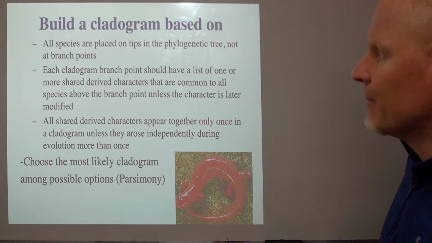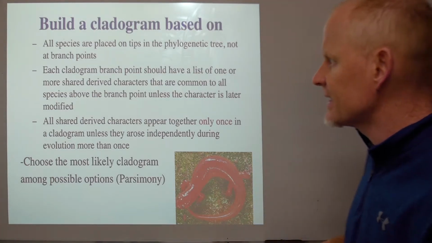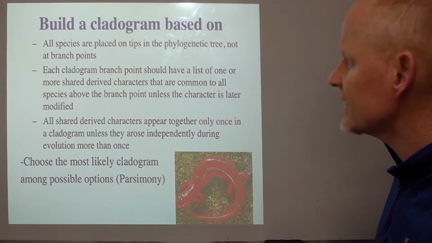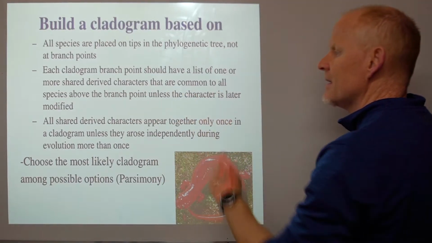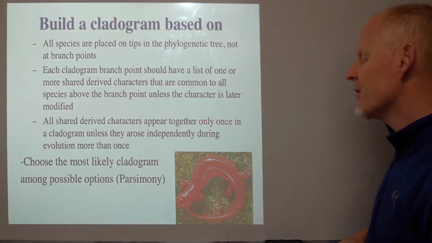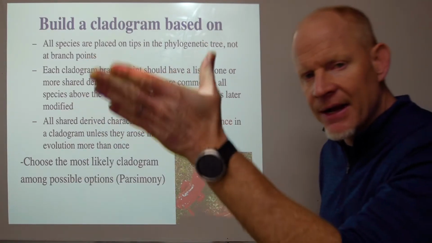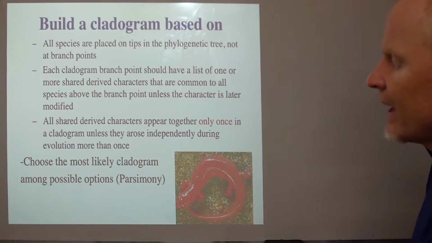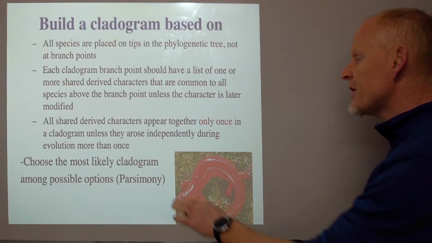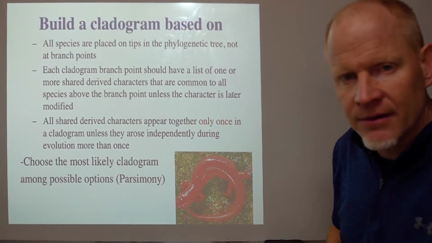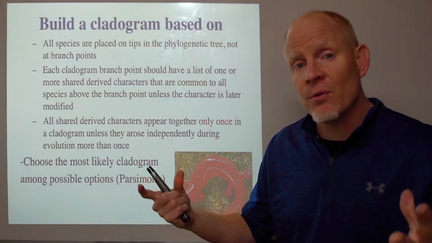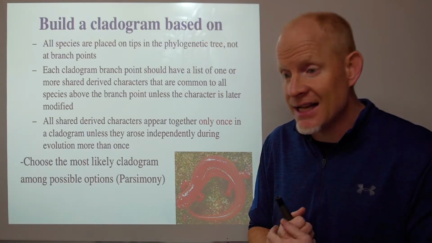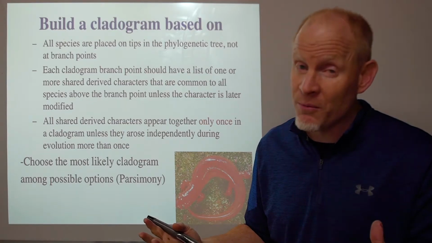So, building a cladogram. A cladogram is what you build when you do cladistics. All species are placed on the tips of phylogenetic trees, not at branch points. Each cladogram branch should have a list of one or more of the shared derived characters that are common to the species above the branch. Your plesiomorphic characters will be defined by your outgroup, right? And these characters are found at nodes, right, where the two branch points come off. All shared derived characters only appear once in a cladogram. If they appear more than once, then they're examples of convergence. And if you have a group that's really, really specialized that has lots of convergence, it makes building a tree almost impossible, right?